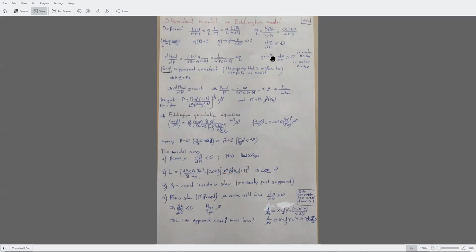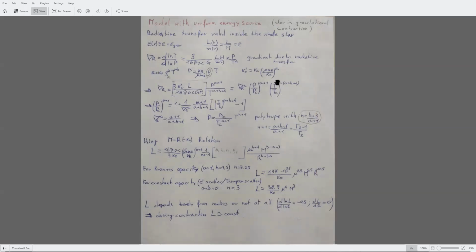Then we saw several examples of the standard model with the Eddington quadratic equation. They give us a relation showing how important the gas pressure and the radiative pressure are inside the star, depending on the mass and its composition. And other models are interesting just to show some characteristics that we see later. It's not the calculations that are important here, it's just the result.